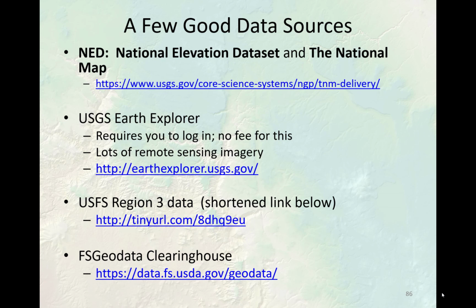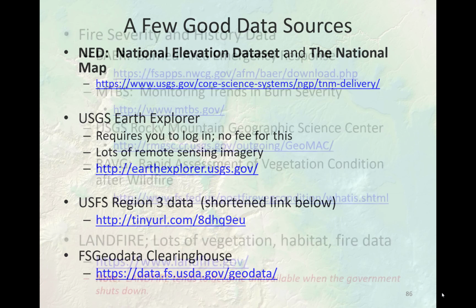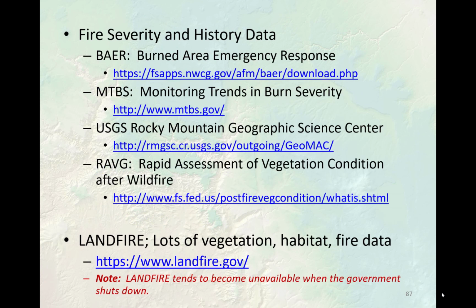Then there's a larger Forest Service data clearinghouse. This has national level Forest Service data. For those of you who are interested in fires, fire research, fire management, these 4 data sets are among the best data sets available for fire behavior, fire burn severity for the last several decades. The Burned Area Emergency Response, the Monitoring Trends in Burn Severity, this RAVG, what a great name for a fire data set, the Rapid Assessment of Vegetation Condition.